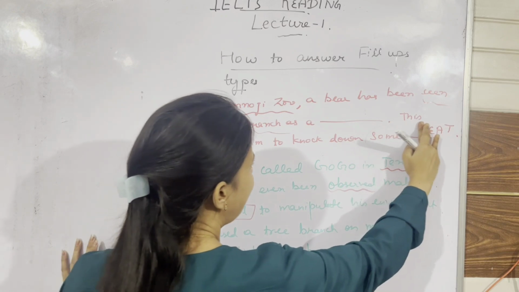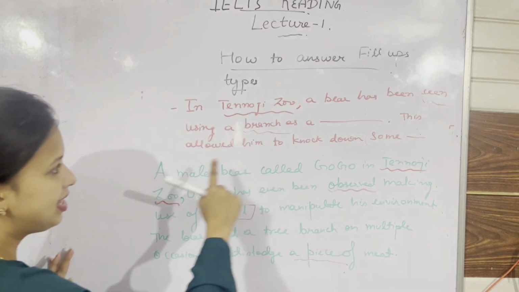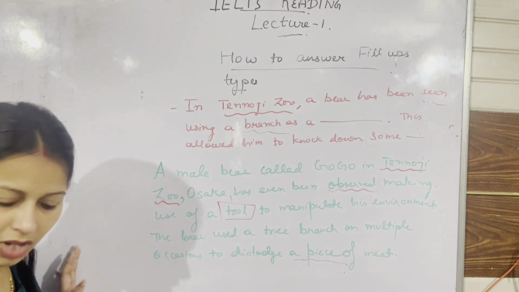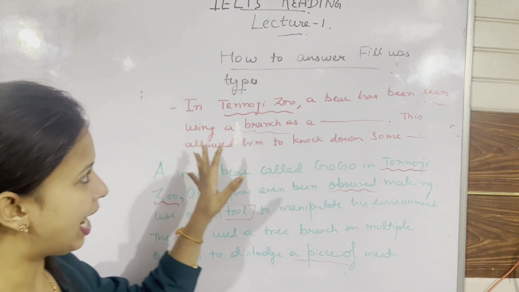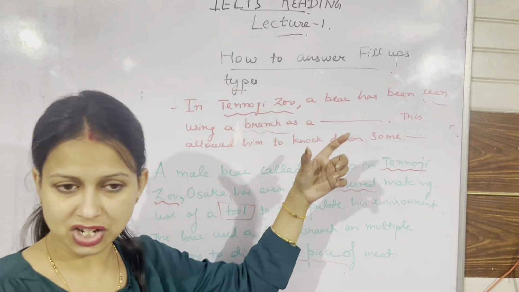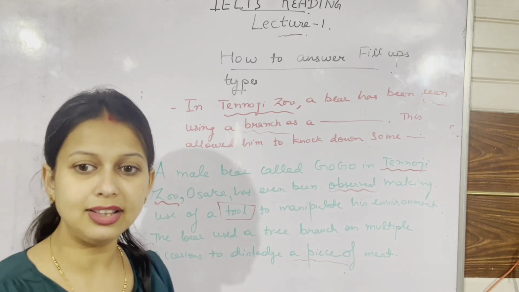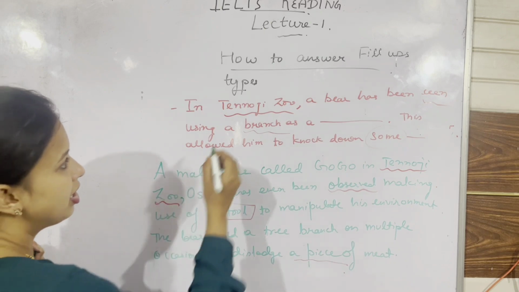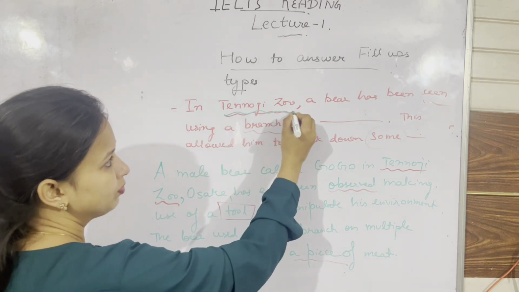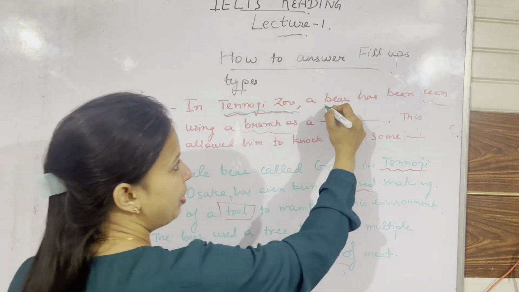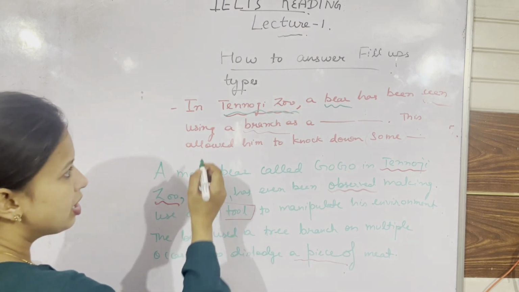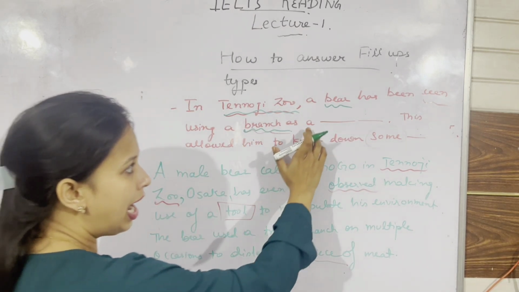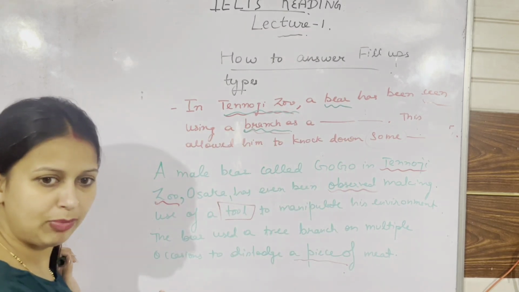Now, we have a question: in Tennoji Zoo, a bear has been seen using a branch as a dash. This allowed him to knock down some dash. I have this question, so I have to check the keywords from the question. Keywords like Tennoji Zoo, bear, branch as a dash.